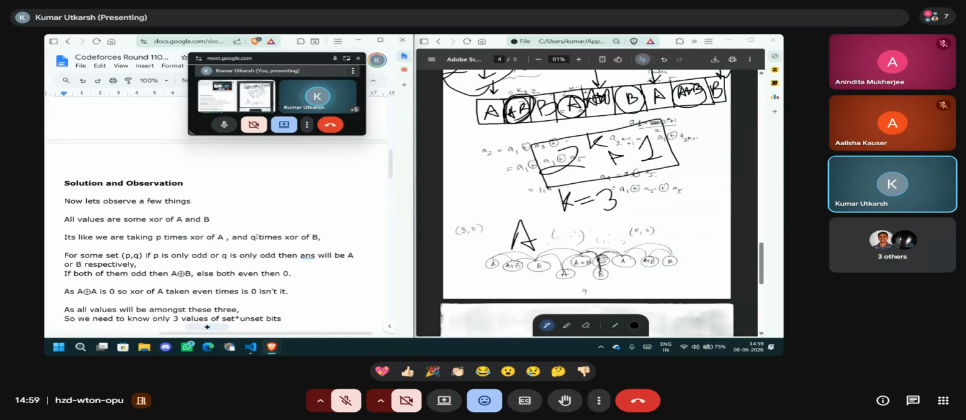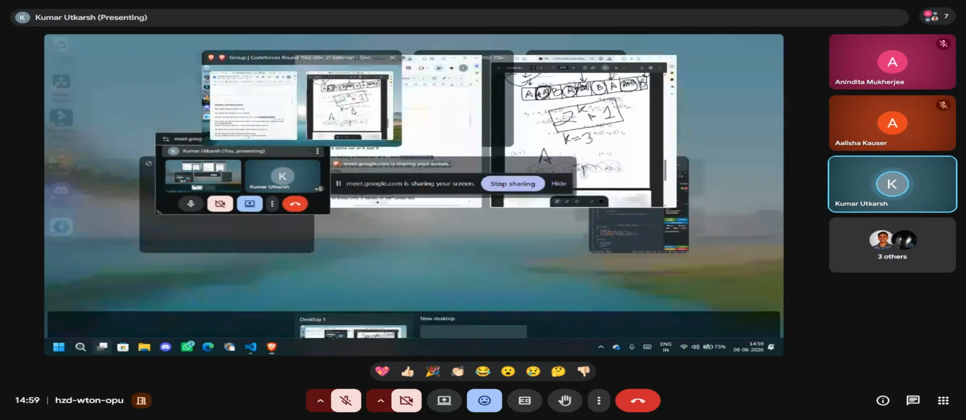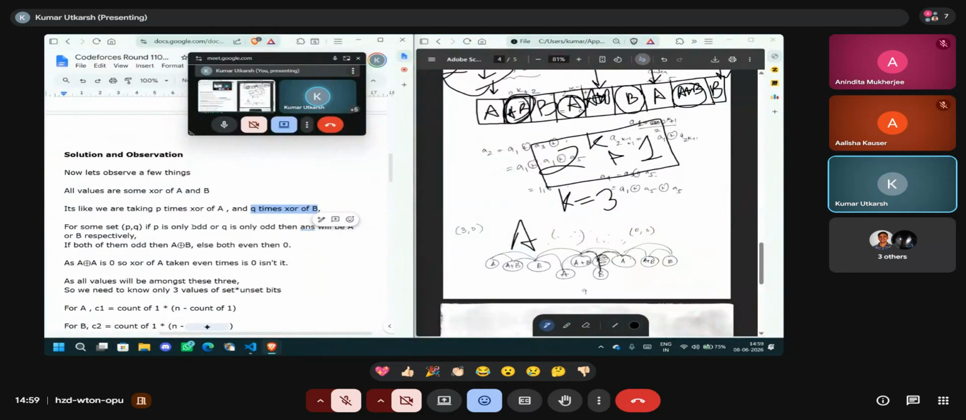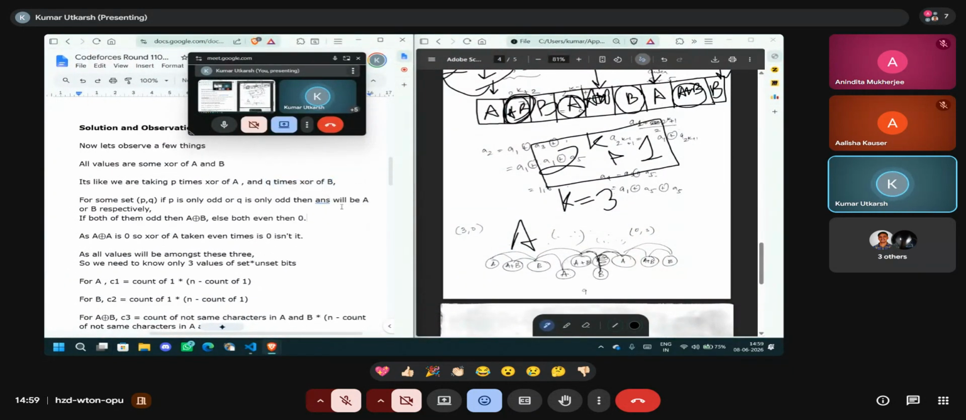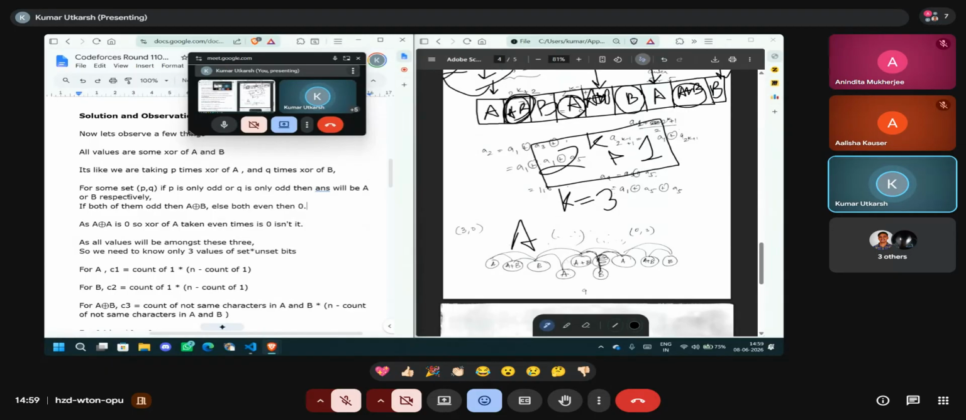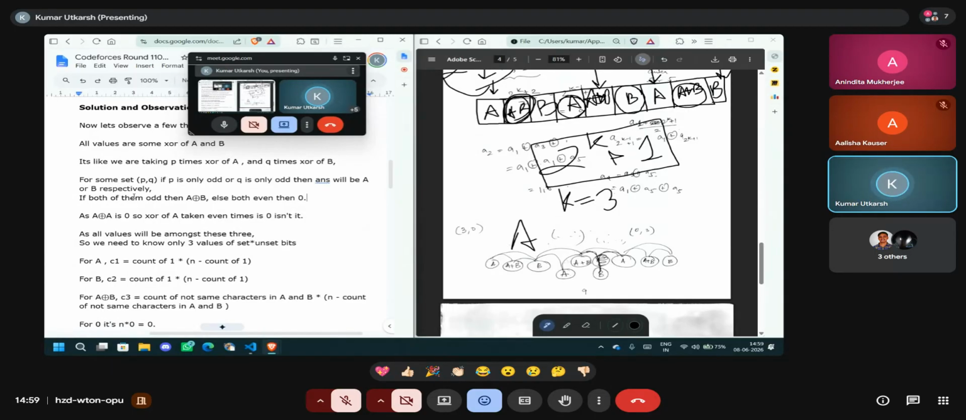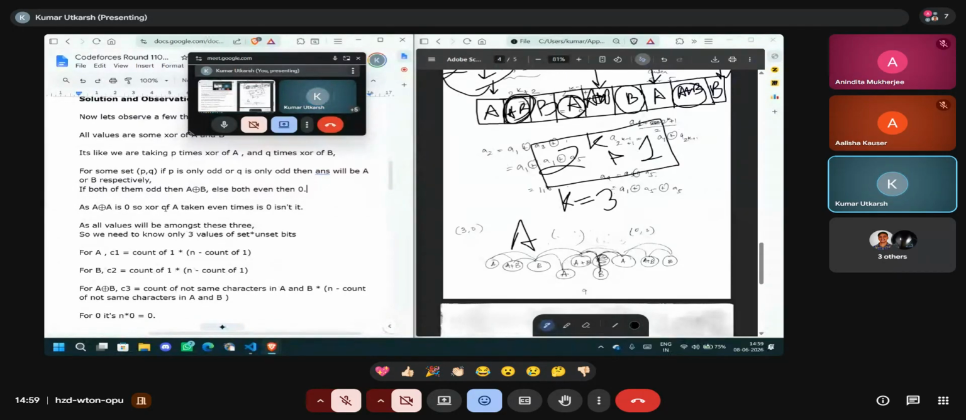Q times XOR of B. So it will be nothing different from that. And if P and Q are odd, then we already know that the final answer will be A or B, as all even XORs will cancel out. And if one of them is odd, then it will be A or B, right?